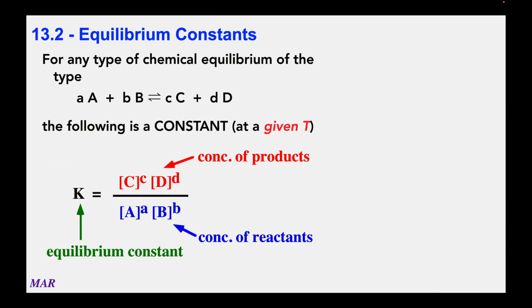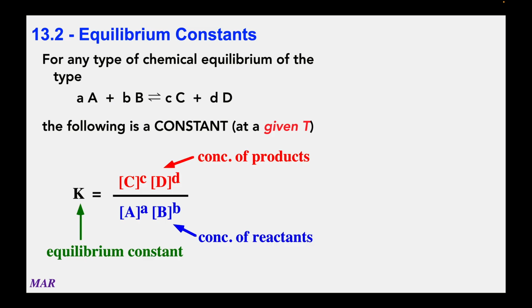For any general reaction where capital A and capital B are making capital C and capital D, and the little a, little b, little c, little d are the stoichiometric coefficients for the chemicals, for any reaction like that, you can write what's called an equilibrium constant, and it gets the symbol capital K. And K is always equal to the products divided by the reactants.